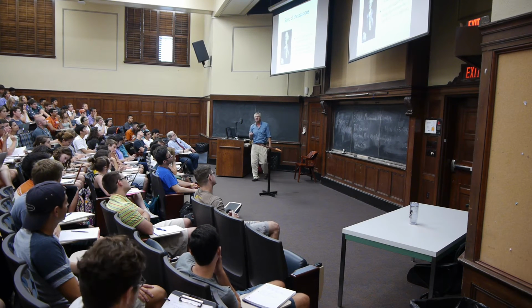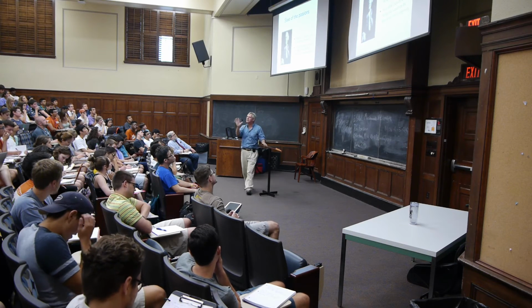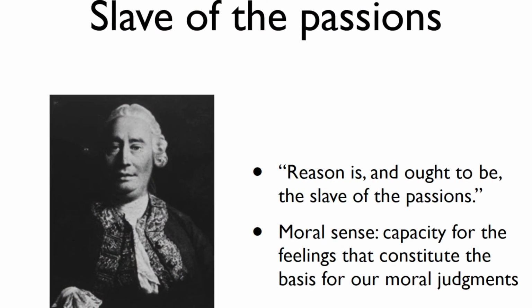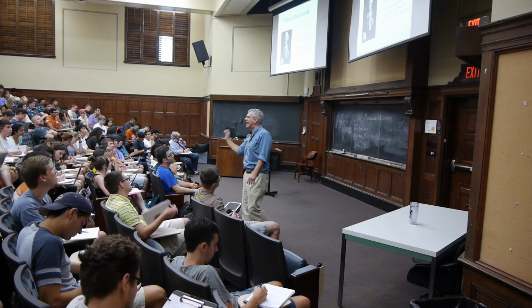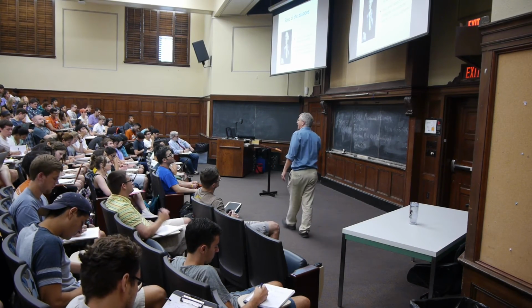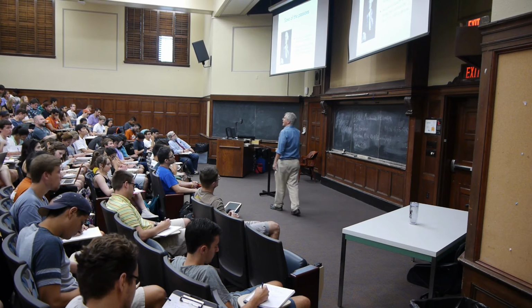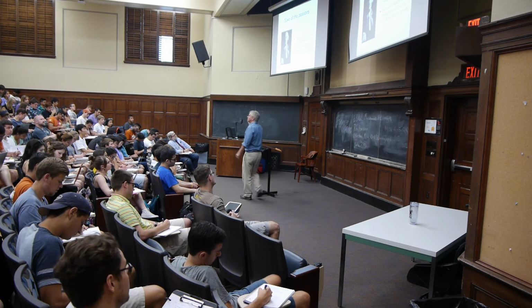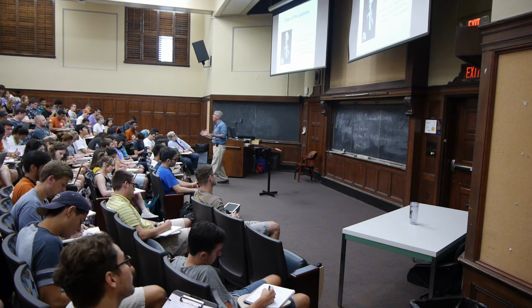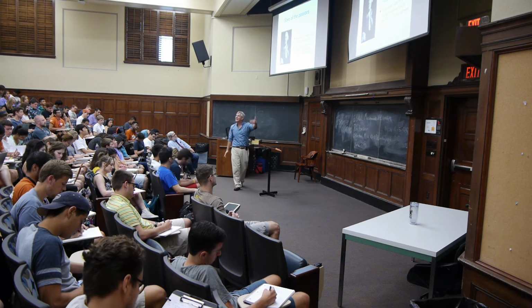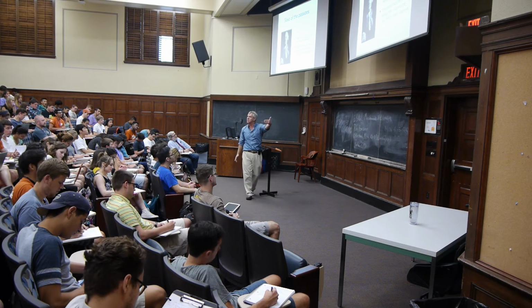Now, here is Hume's final and really famous quotation. Reason is and ought to be the slave of the passions. Okay, if in the end, it is really the passions, feeling, emotion, that gets us to moral conclusions, and in particular to practical conclusions about what we ought to do and ought not to do, then really reason has to follow the commands of the passions.